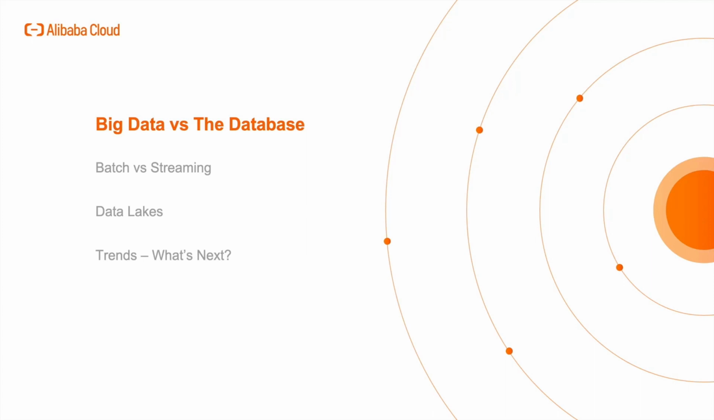We've broken this section of the course into 4 subsections: big data versus the database, batch versus streaming, data lakes, and then we'll talk about trends, where we look at some new technologies that are on the horizon in the big data space.